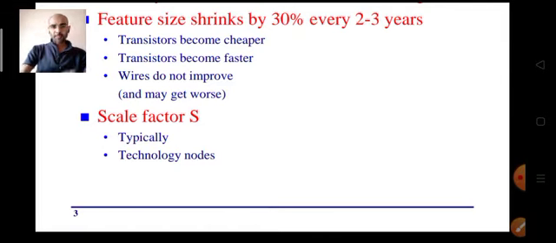So the typical range of S is 1.2 to 1.5. And why do you get this 1.2 to 1.5? I have already told you that it depends upon your 0.7. And why is there a range, why is it not a constant value?